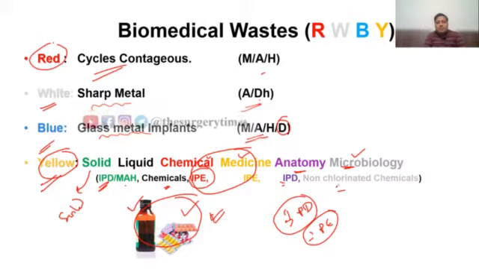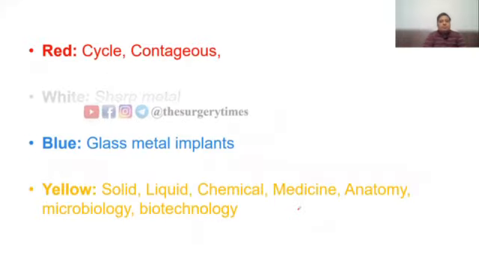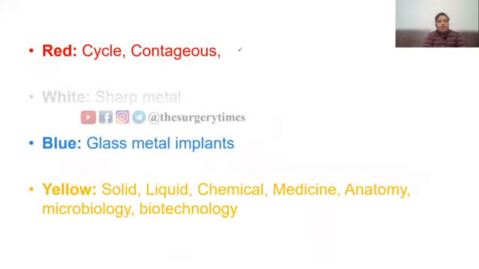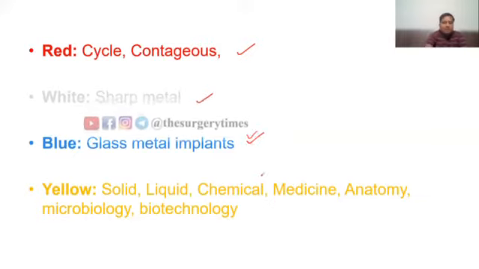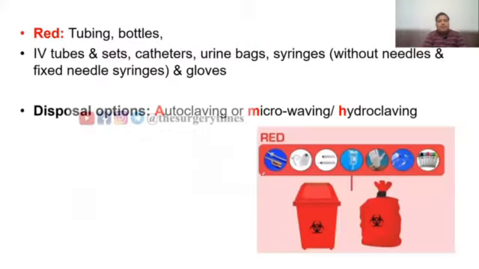Now we will discuss one by one. In the last also, again I will repeat the same thing so that it will be very easy for you. So this is the same: red cycles are contagious, contains white sharp metals, blue glass metal implants, and yellow solid, liquid, chemical, medicine, anatomy, microbiology, biotechnology.